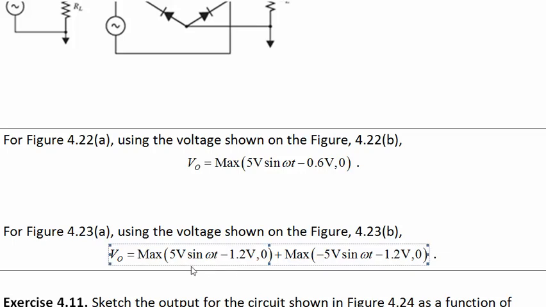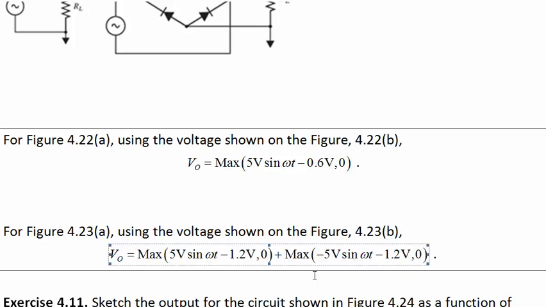Okay, so we have 5 volts sine omega t minus 1.2 volts. Pretty standard stuff in the forward direction. It's just subtract off twice the voltage drop on the diode. But in the reverse direction, it's minus 5 volts sine omega t, then minus 1.2 volts. The reason for that is that minus 5 volts sine omega t is going to be itself positive when the voltage supply is on its negative swing. And that's what we want, this positive number, again, minus 1.2 volts, max of that thing, and 0.